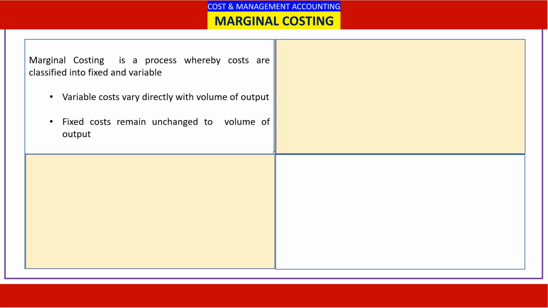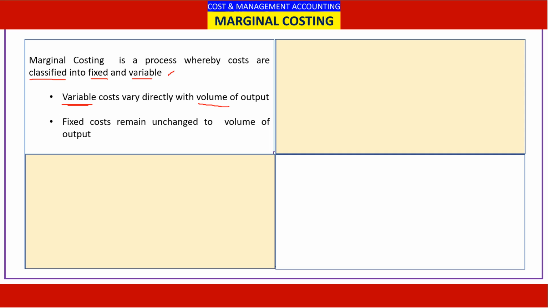The main feature of marginal costing is classification of costs into two categories: fixed costs and variable costs. Variable cost is one which moves with the volume. Increase in the volume, increase in variable cost. Decrease in the volume, decrease in the variable cost. For example, material cost of a product. More you produce, more material required. Labor, more you produce, more labor. Less you produce, less labor. These are variable costs, which are also known as direct costs.